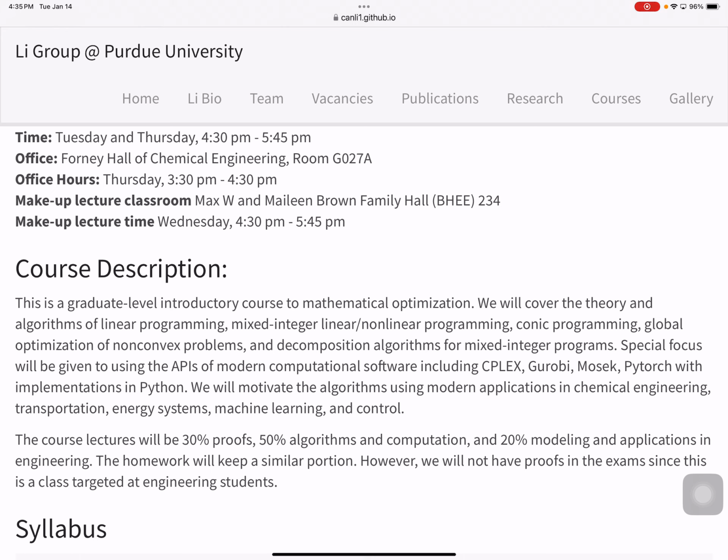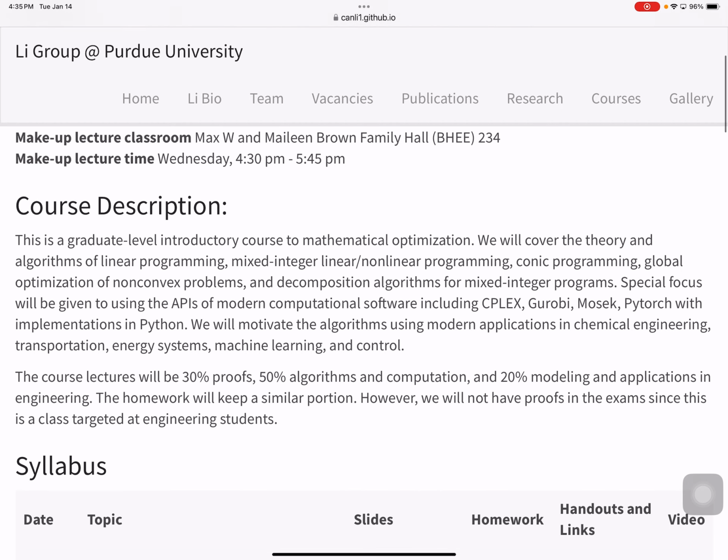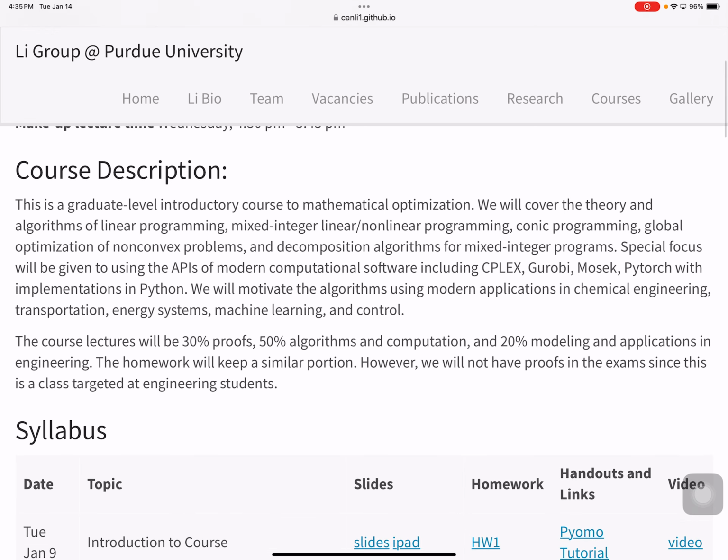And then we will also talk about some software packages to solve these problems. I will tell you more about that in the next few lectures. Roughly, the lectures will be 30% proofs, 50% algorithms and computation, and 20% modeling and applications.